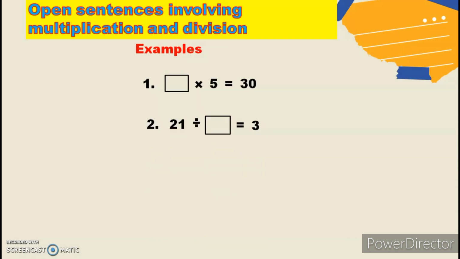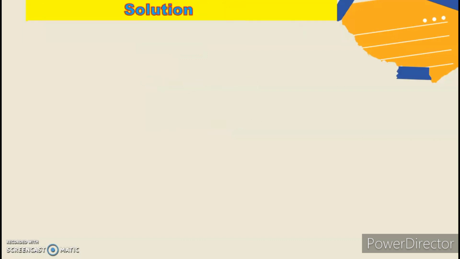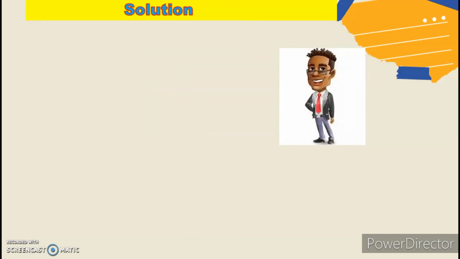Now, we start looking at open sentences involving multiplication and division. The first example here is empty box multiplied by 5 equals 30. Then the second one is 21 divided by empty box equals 3. So let's look at this quickly. What do I multiply by 5 to give me 30?